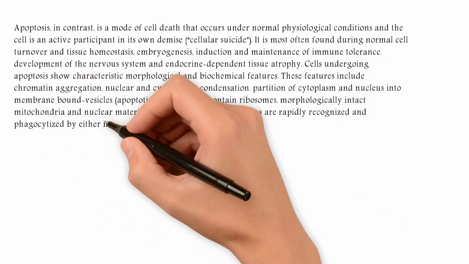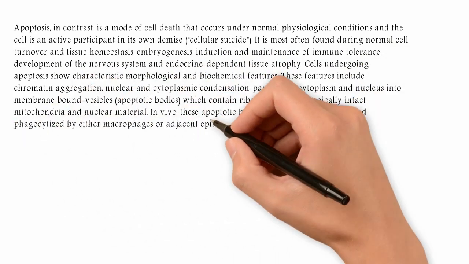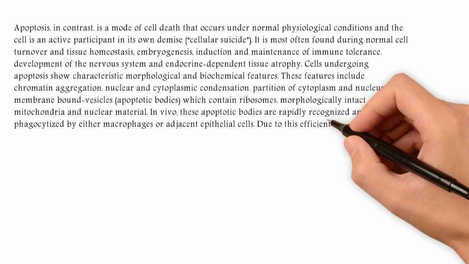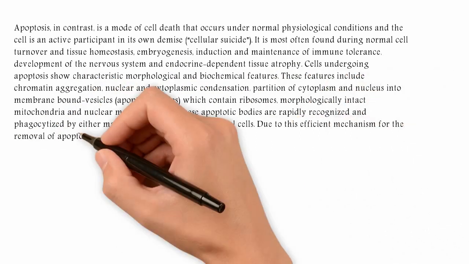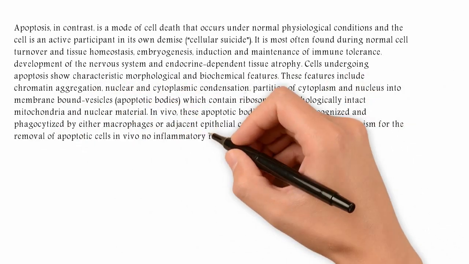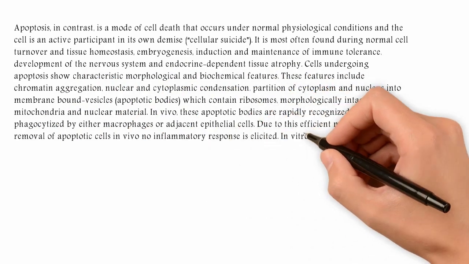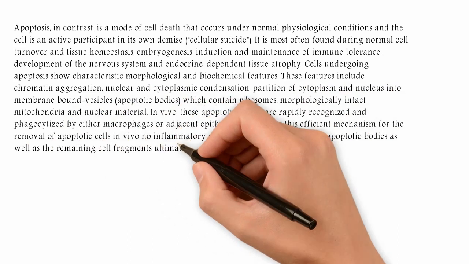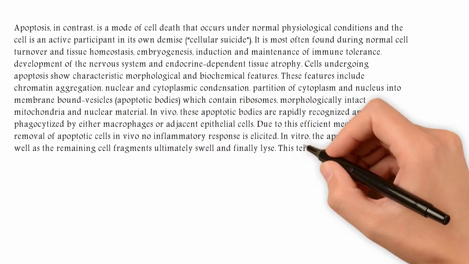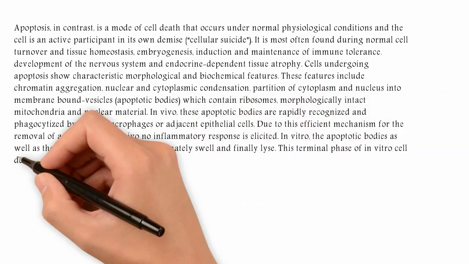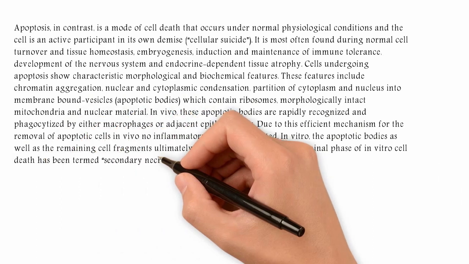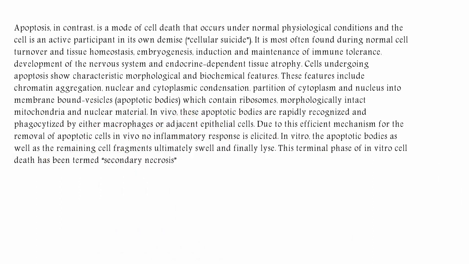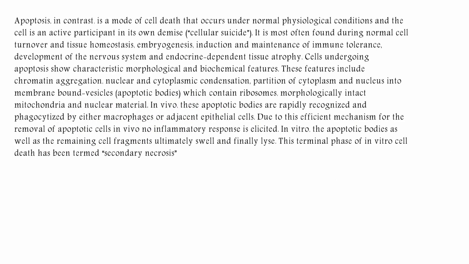In vivo, these apoptotic bodies are rapidly recognized and phagocytized by either macrophages or adjacent epithelial cells. Due to this efficient mechanism for the removal of apoptotic cells in vivo, no inflammatory response is elicited. In vitro, the apoptotic bodies as well as the remaining cell fragments ultimately swell and finally lyse. This terminal phase of in vitro cell death has been termed secondary necrosis.